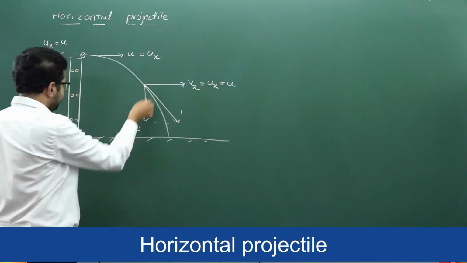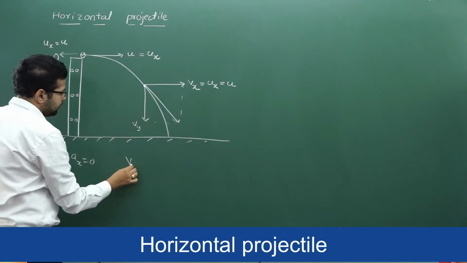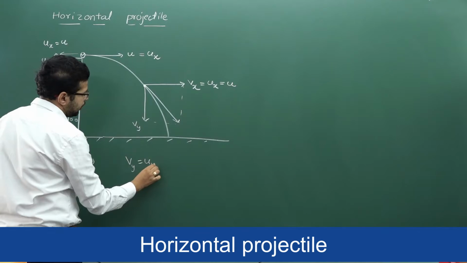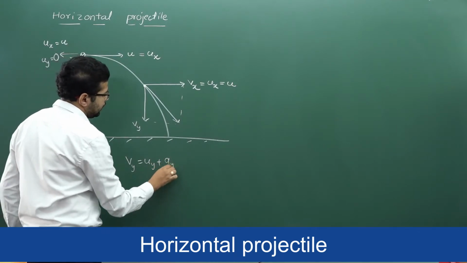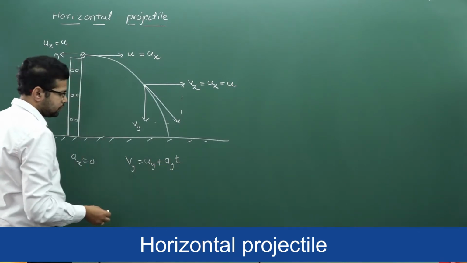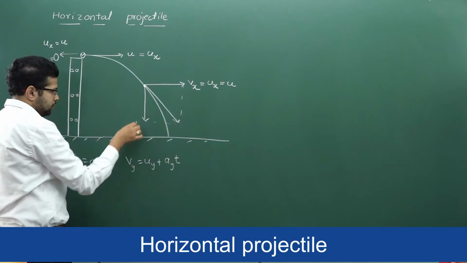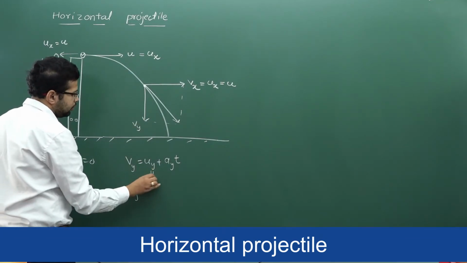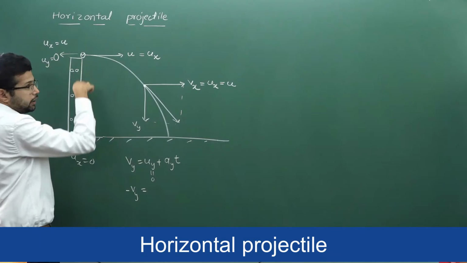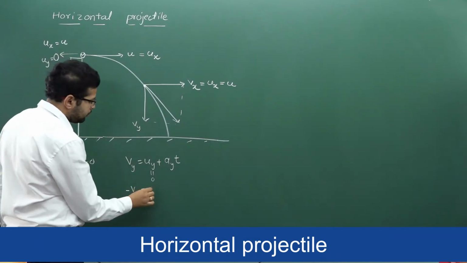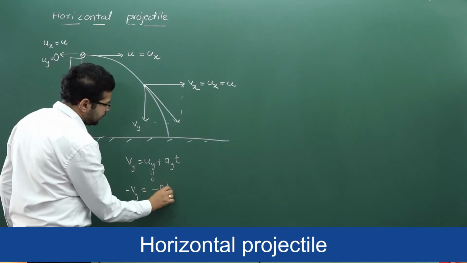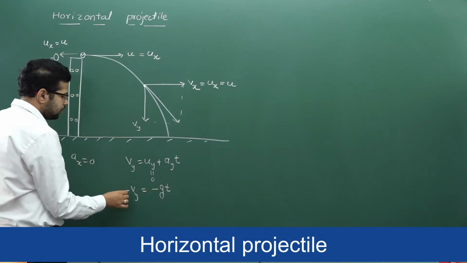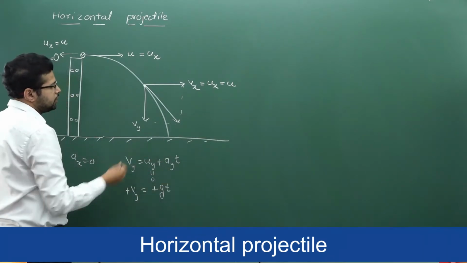So, what is Vy? How to calculate Vy? Vy equals uy plus ay into t, and the ball is coming down, so the velocity is negative. Vy equals uy, which is 0 as the initial vertical component of velocity is 0, minus g into t, so Vy is equal to gt in magnitude.